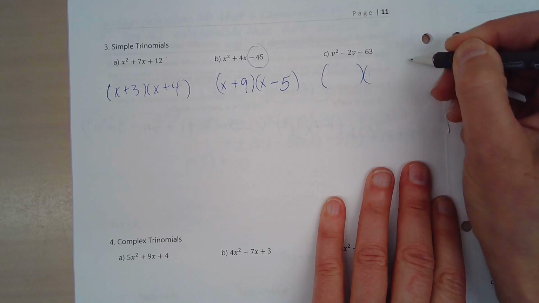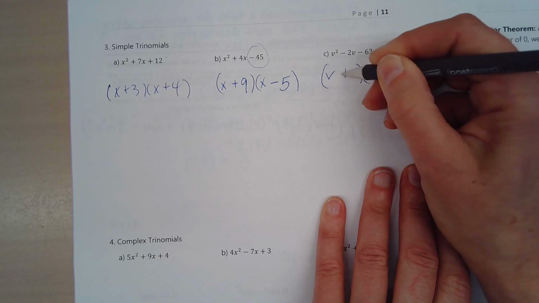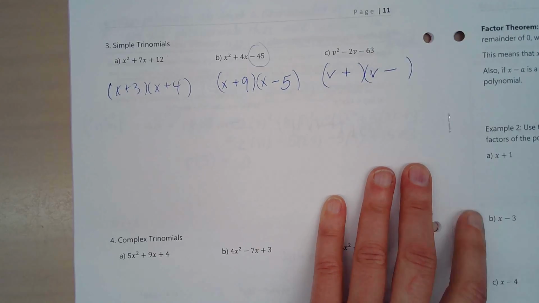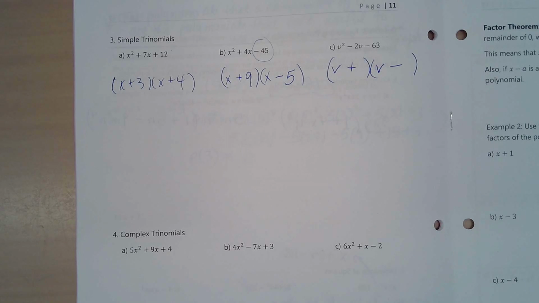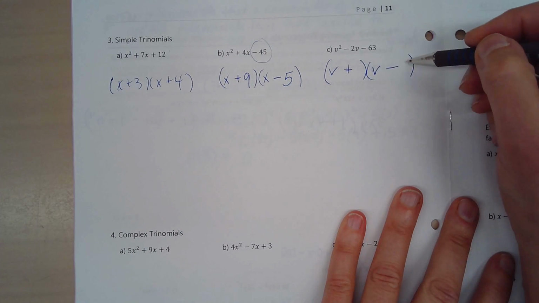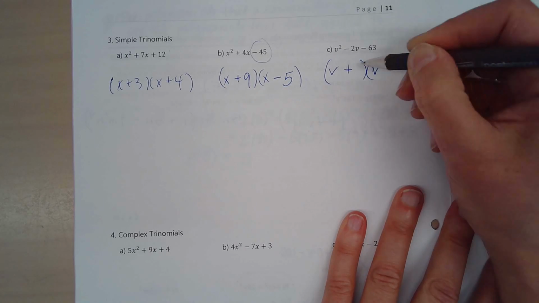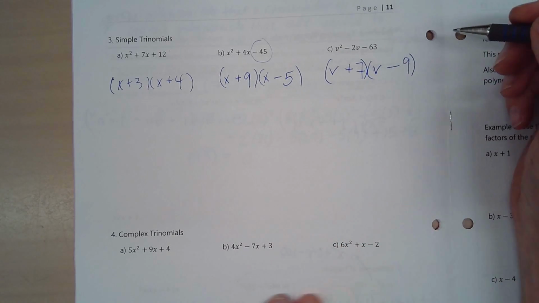Okay, here we're using v's instead of x's. Again, one of my brackets is plus, one's minus because of the negative 63. What two numbers multiply out to be 63 but have a difference of 2? 9 and 7. Which goes where? Negative 9, positive 7, right? Because that's the only way to get the negative 2.